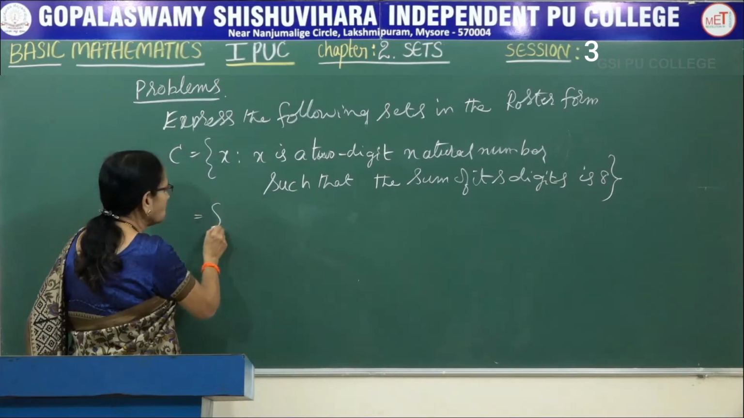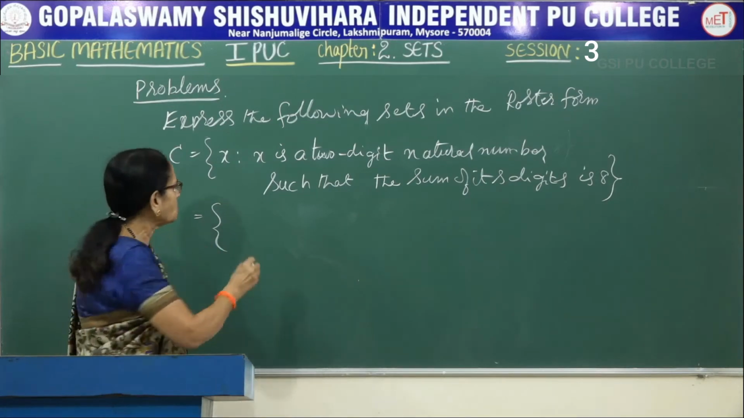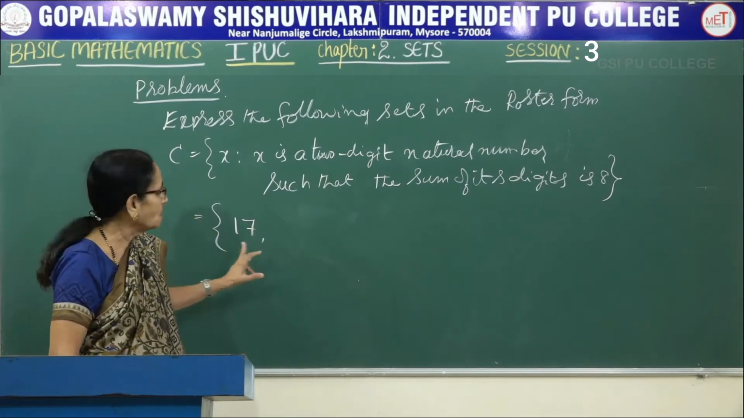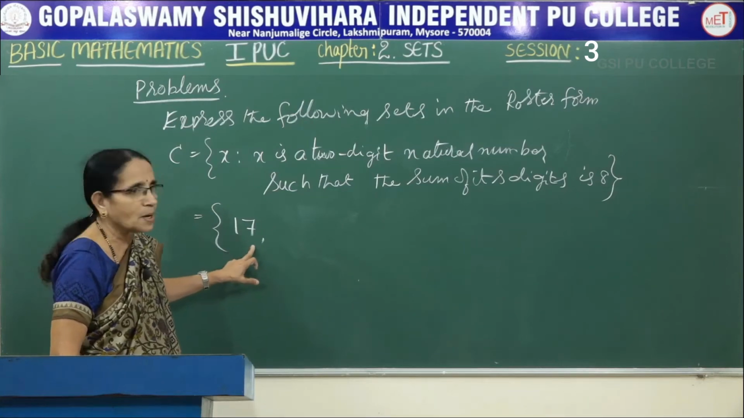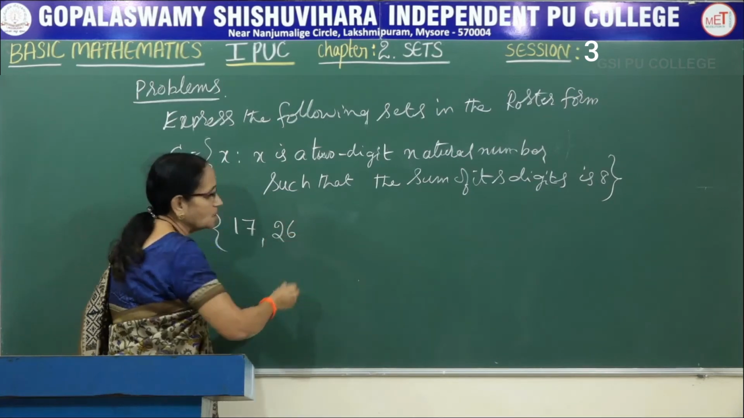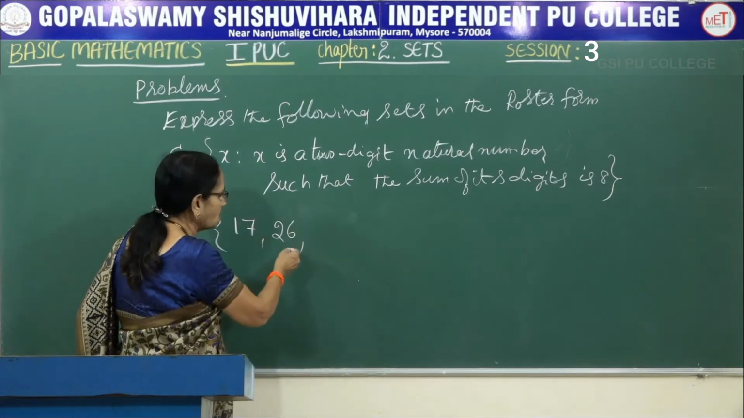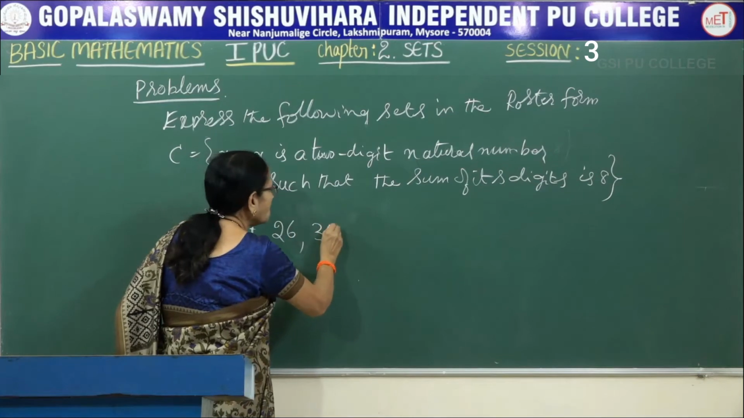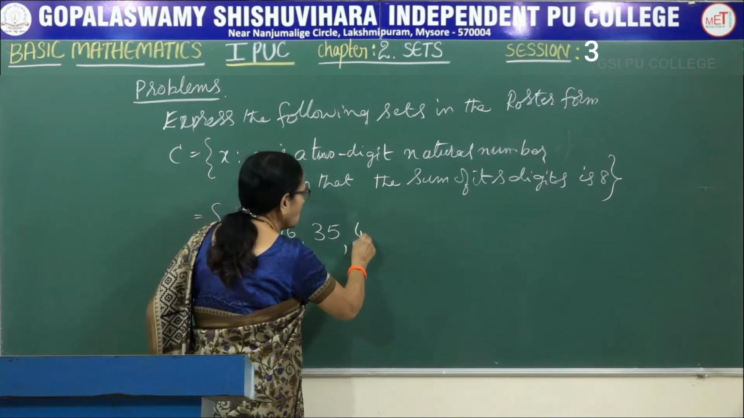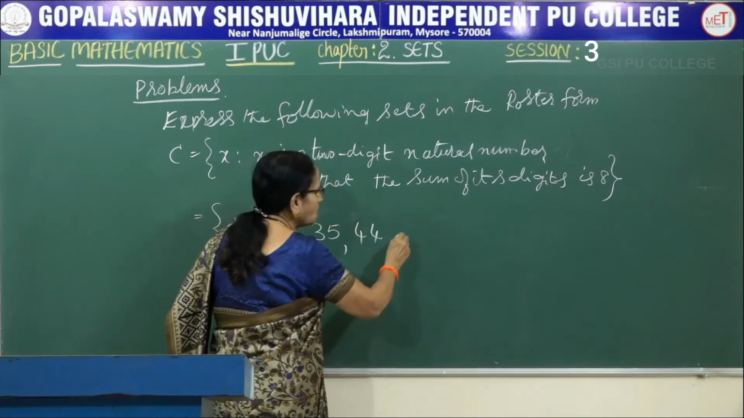Now let me consider. Start with 10. 10, 11, 12, 13, 14, 15, 16, not possible. You take the number 17. Is the sum 8? 1 plus 7, that is the meaning. Sum of its digits, 1 plus 7 would be equal to 8. Next number, now you take 26. Look here, 2 plus 6, 8. Next, after 17 it is 26. Come to the 30s. It is 35. So 3 plus 5, 8. Next, come to the fourth one. 4 plus 4, that is 44, which is 8.